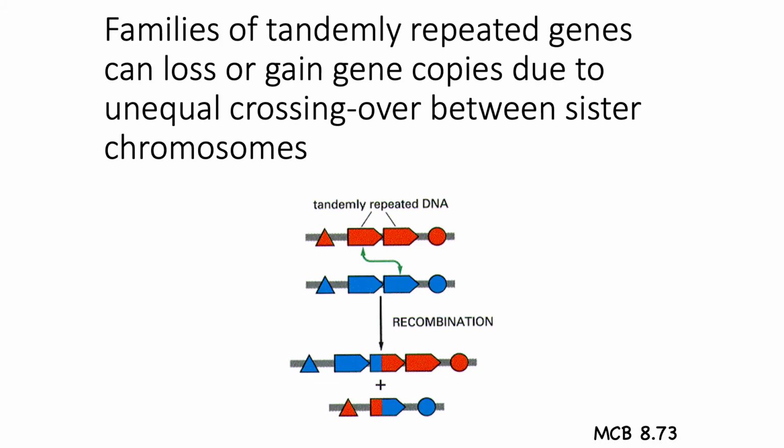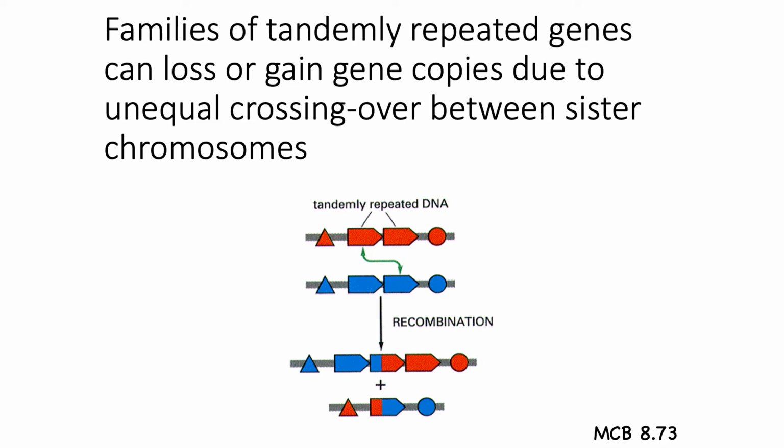Okay, I want to talk now a little bit about unequal crossing over, and as the name implies, in this case we do not get perfect lining up of the chromosomes so that we get equal exchange. And let's look at a diagram here. If you have families of tandemly repeated genes, they can pair up differently, and so we can get the gain or loss of copies due to this unequal crossing over.